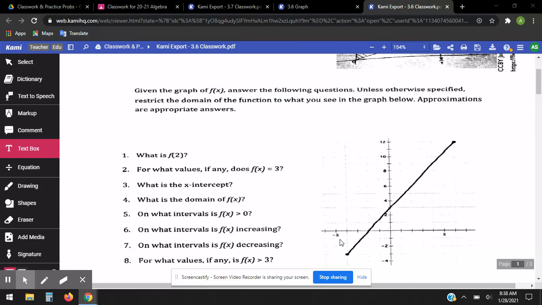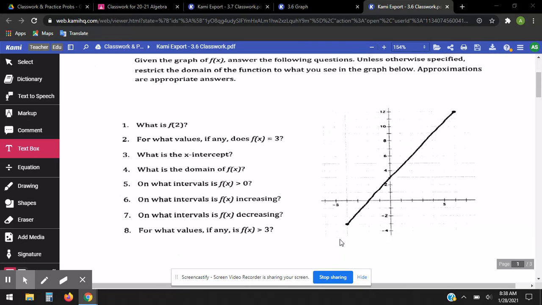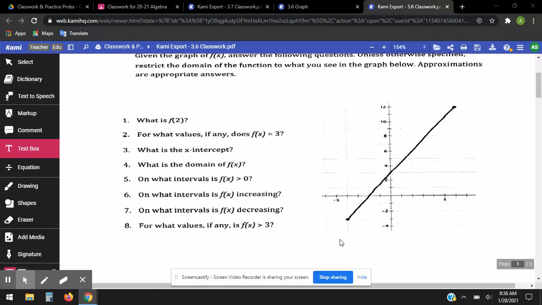Approximations are appropriate answers. So some of these, we don't have great grid marks, so we'll just figure it out as close as we can. So first of all, we're just going to go through and answer all these different questions.